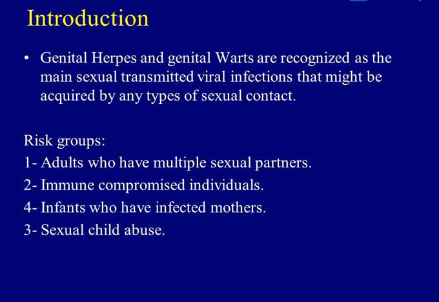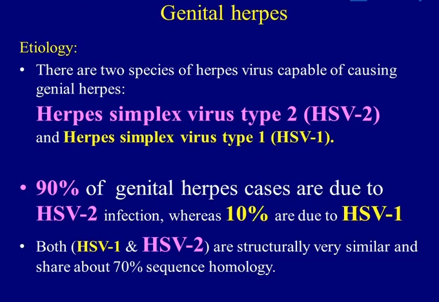Genital herpes and genital warts are recognized as the main sexually transmitted viral infections that might be acquired by any types of sexual contact. Risk groups: 1. Adults who have multiple sexual partners. 2. Immune-compromised individuals. 3. Sexual child abuse. 4. Infants who have infected mothers.